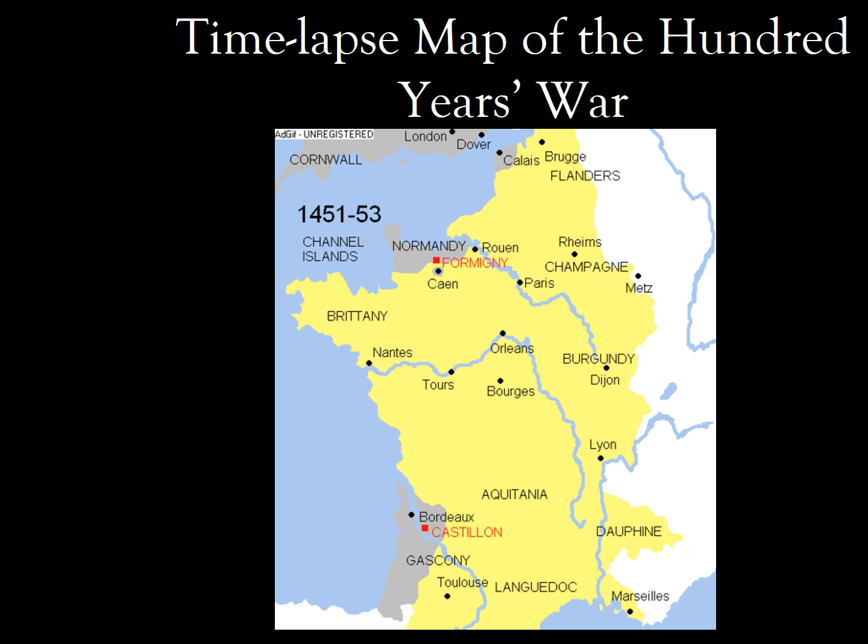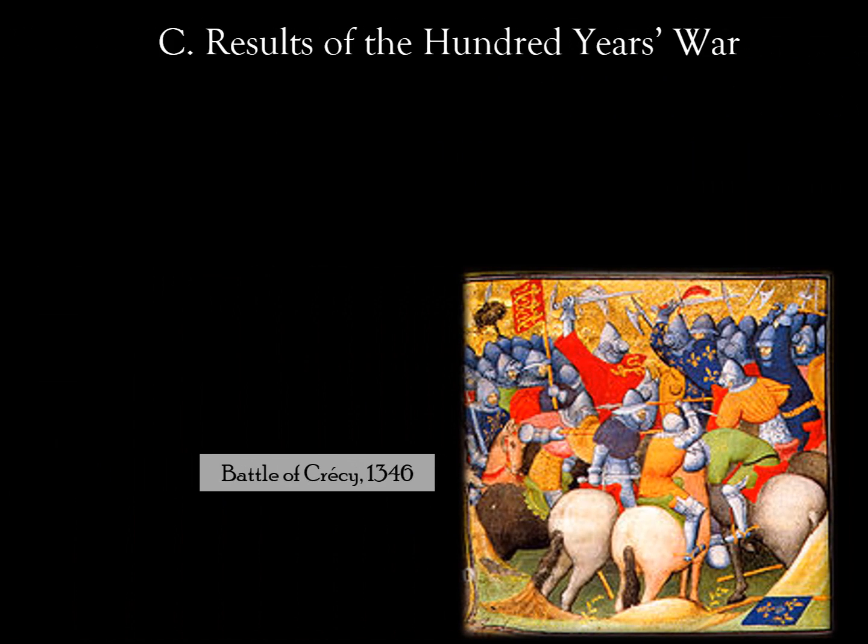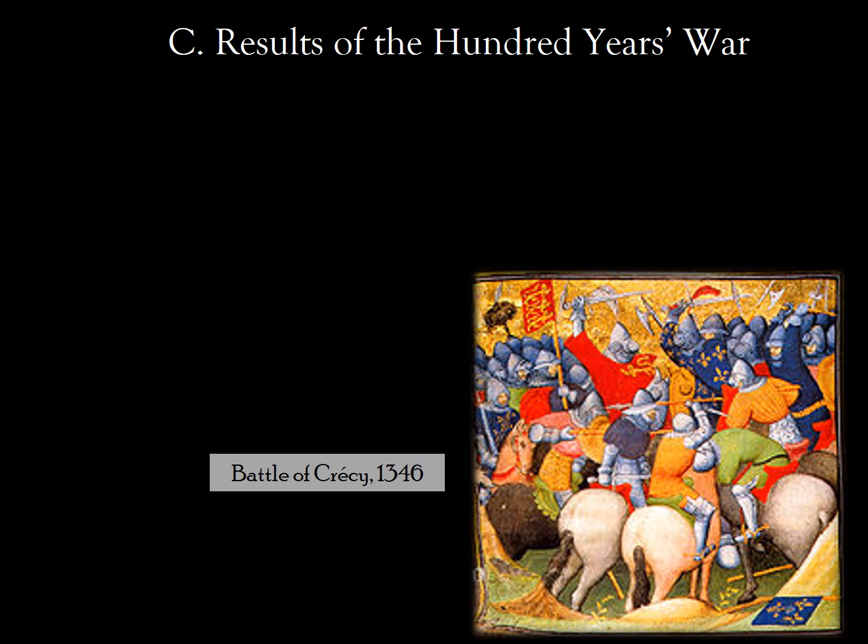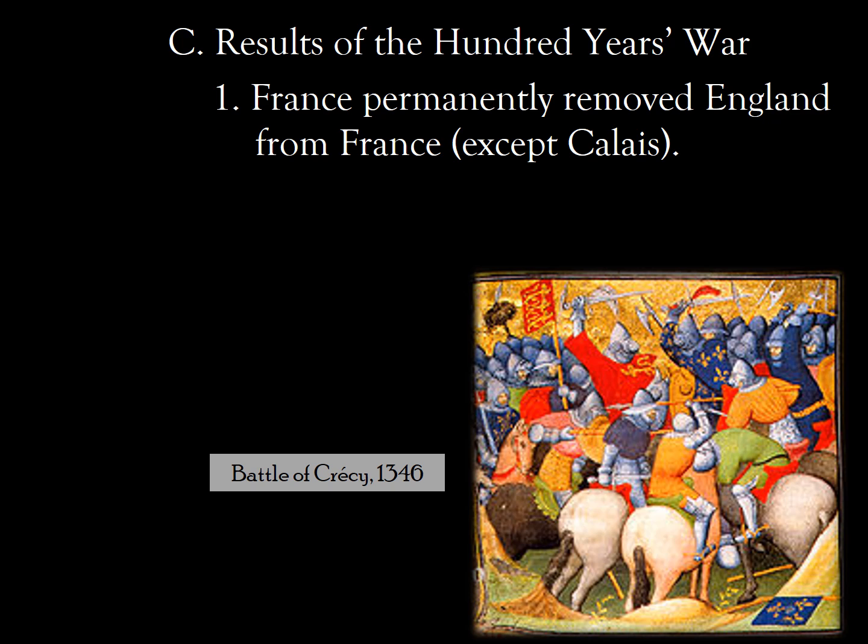And there's the end of the war. The result of the Hundred Years' War ultimately means that France will permanently remove England from all of those French territories that they had controlled, except for the one place known as Calais. Calais will remain in English hands.